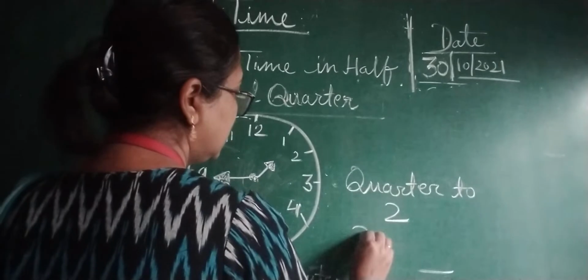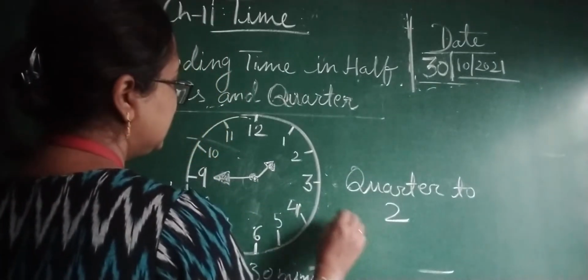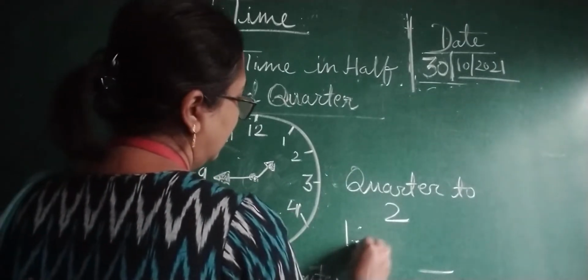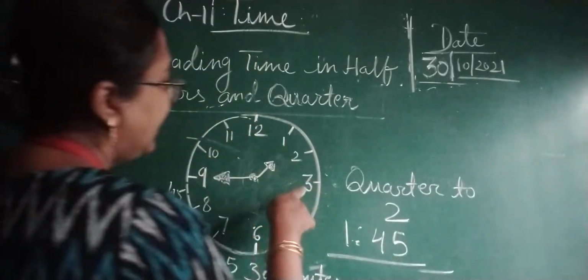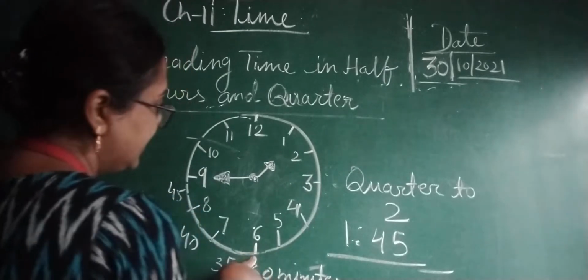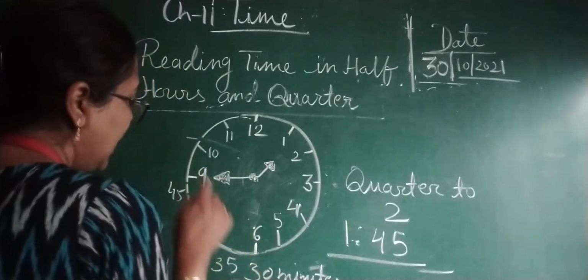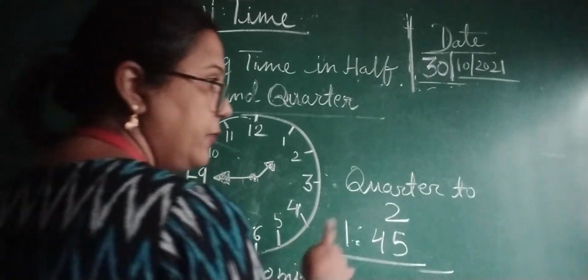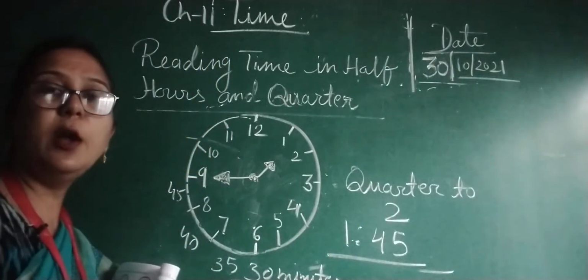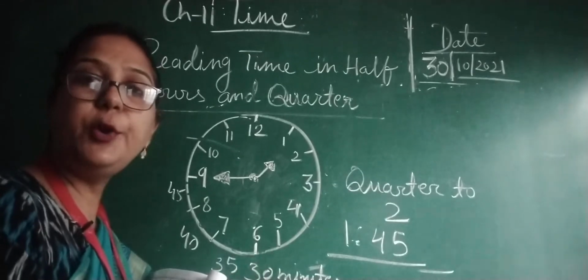It means here you can see 1:45. This is 1:45 यानी 1 बज चुके हैं और 1 बज के हाफ पास्ट होके 30 मिनट्स होकर अब यहाँ पे 35, 40 and 45 हो गया. It means 1:45. ठीक है, this is quarter to 2. This is quarter to 2 children.